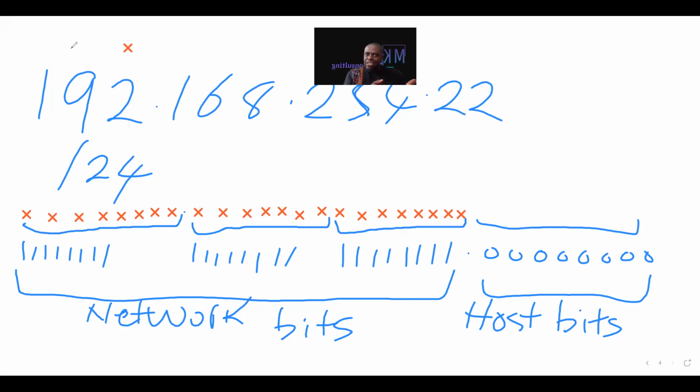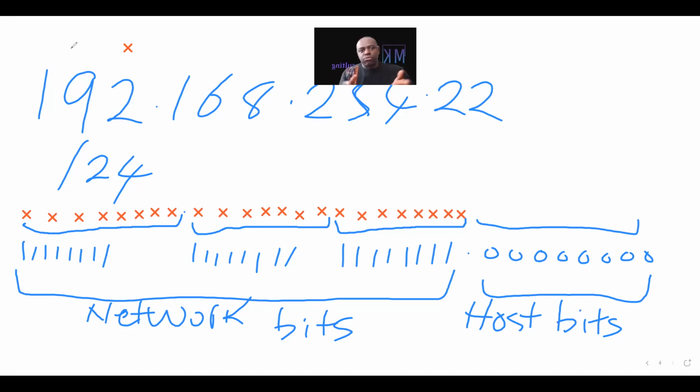Again, the network side. They call those the network bits. And the ones that are not used for the network side, they call the host bits. And those host bits are what we use to create the subnets. Okay? That's how we create a subnet.